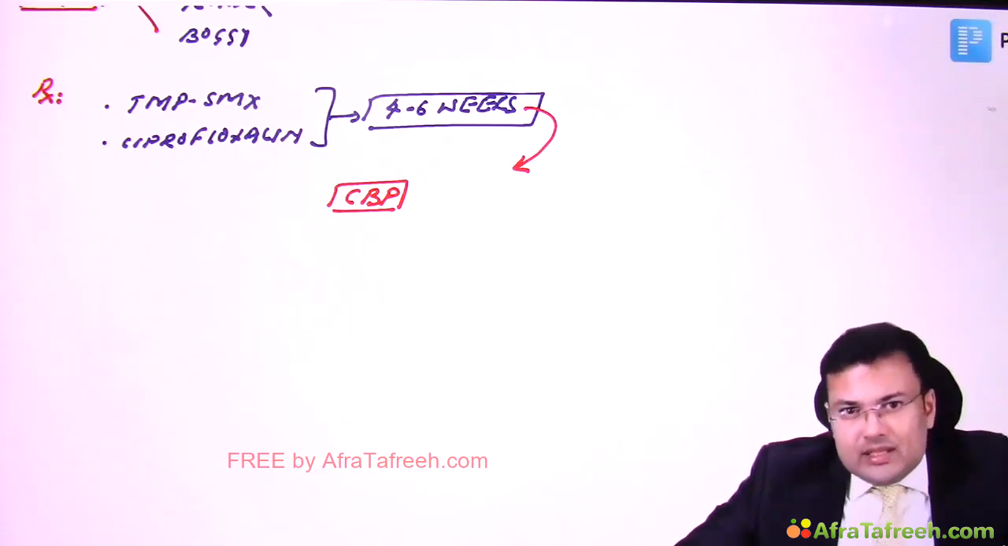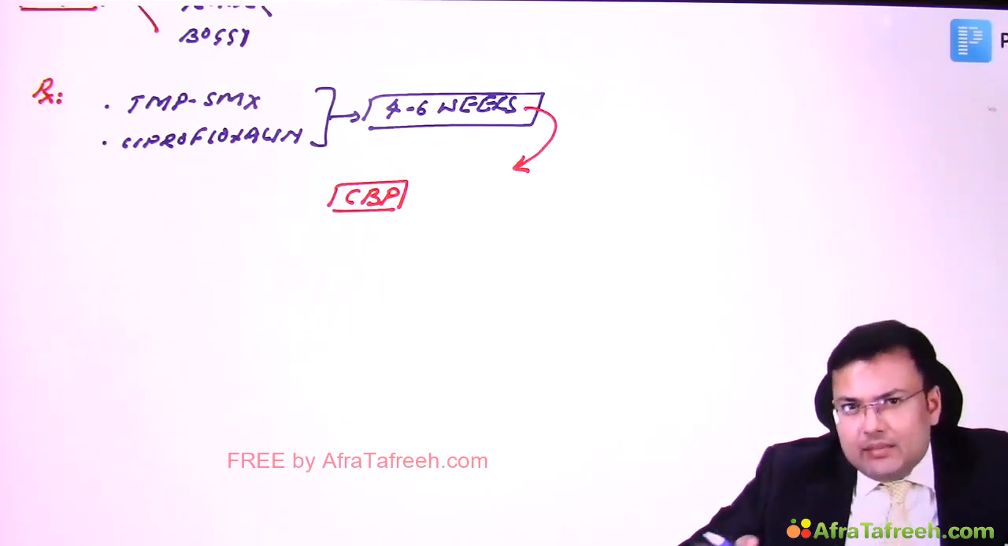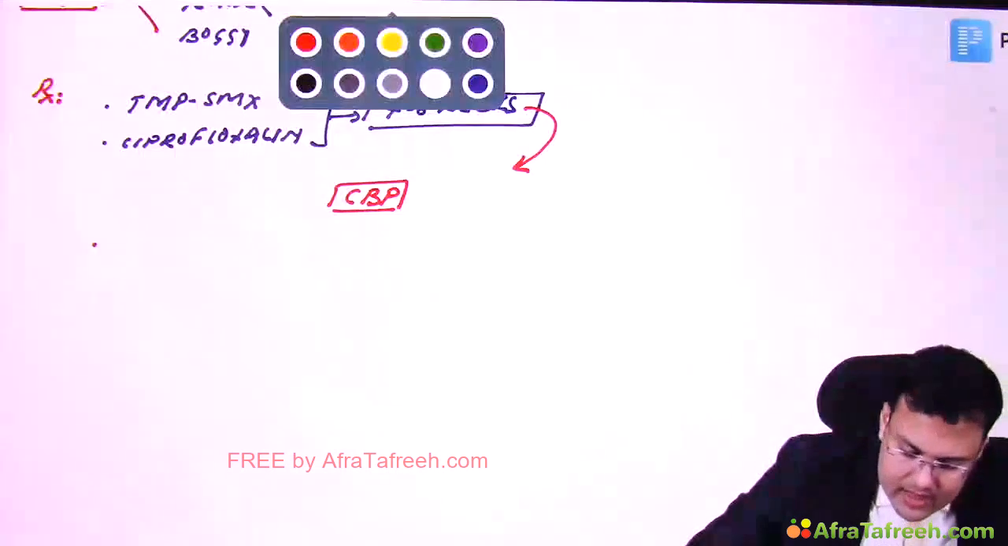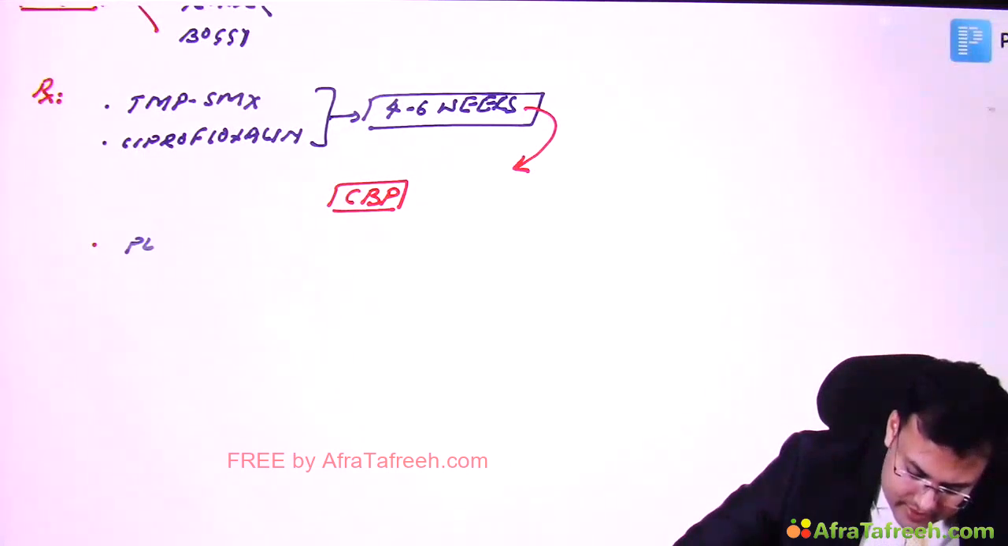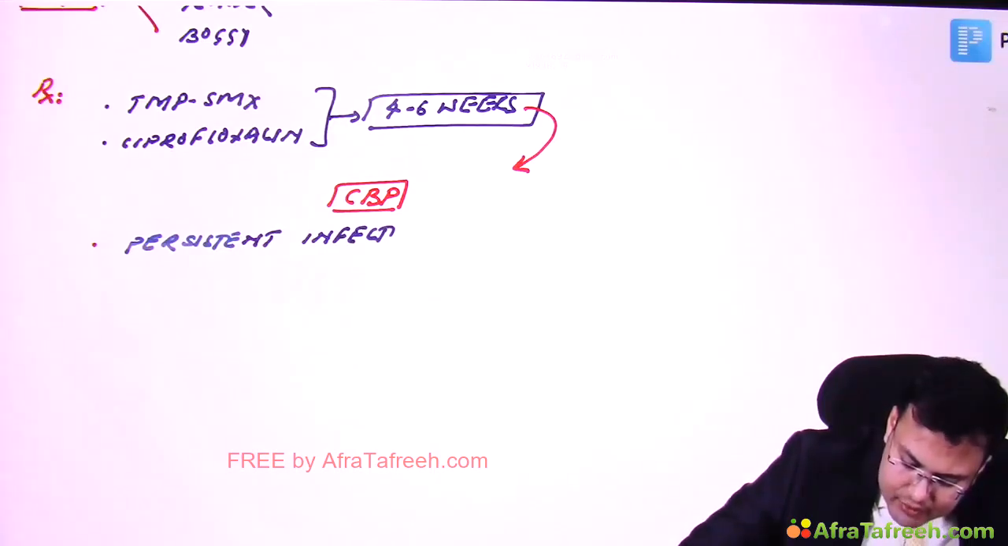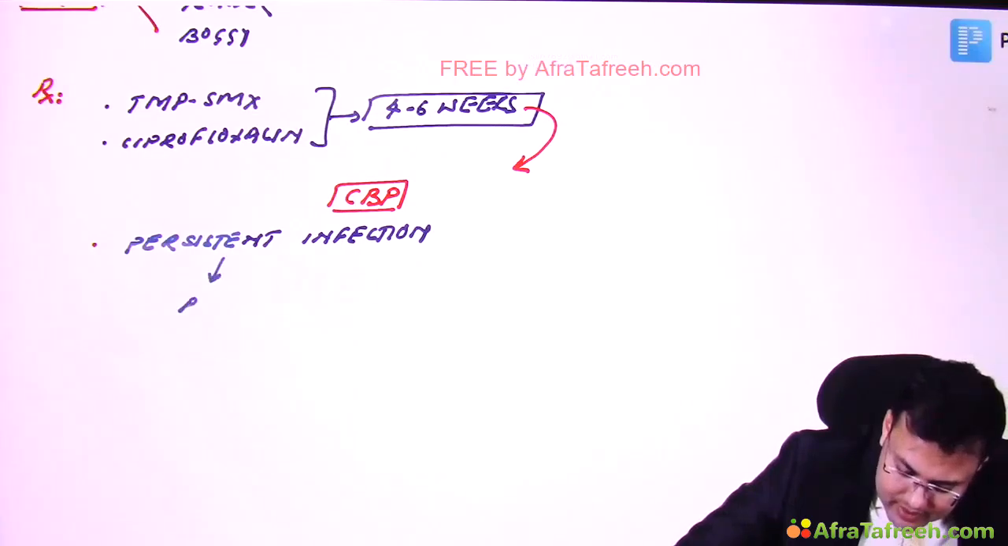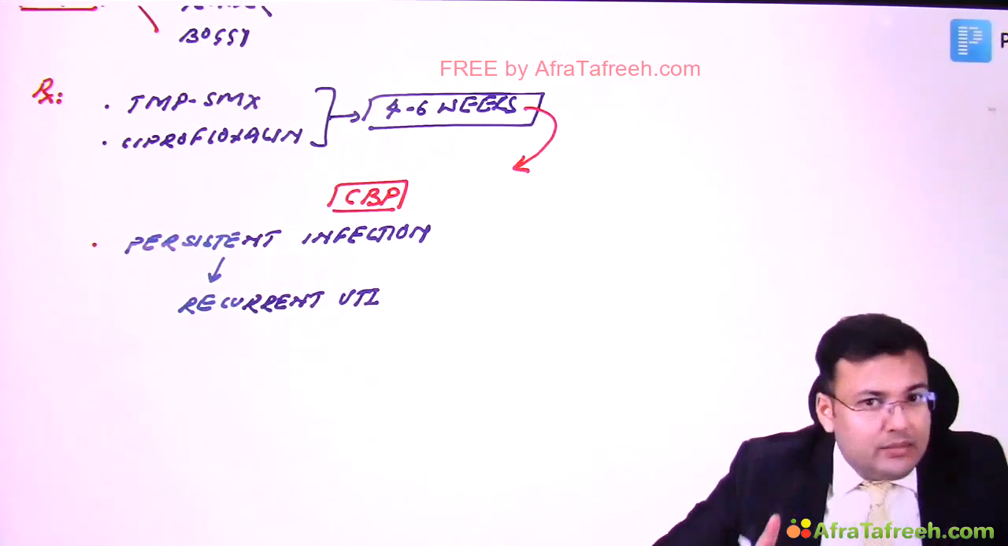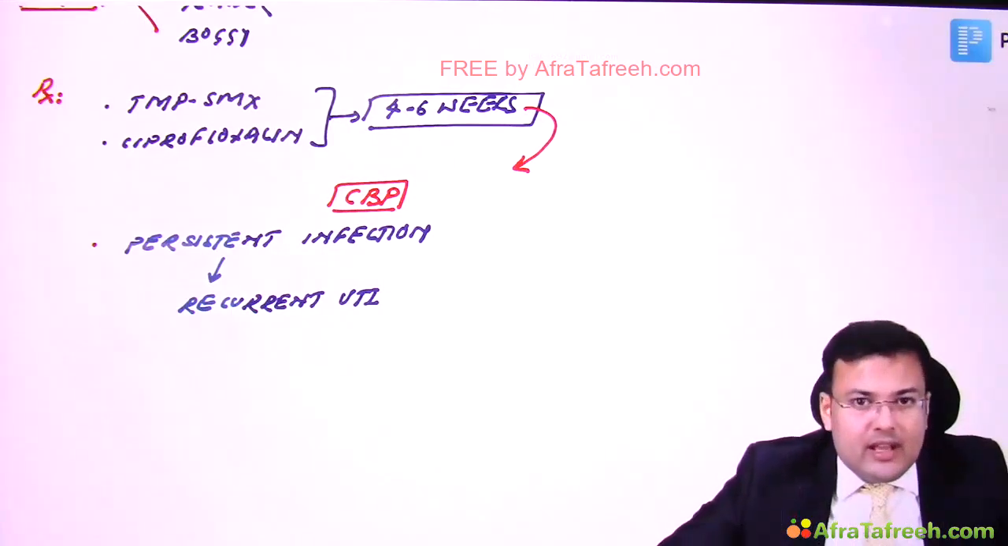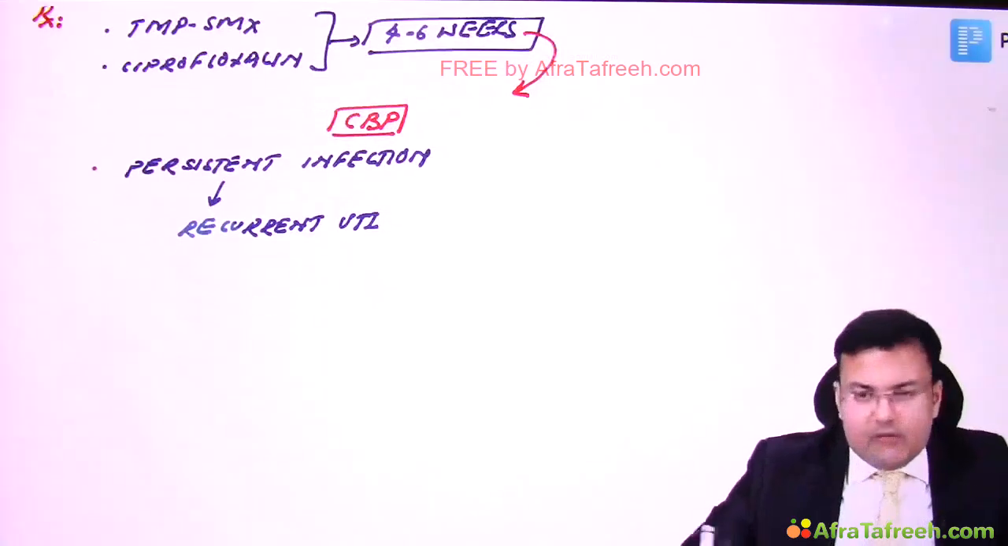Meanwhile, what happens in these cases? Patients have a period of no symptoms and then the patient has recurrent UTI. So in chronic bacterial prostatitis, there is persistent infection, and because of this persistent infection in the prostate, these patients have recurrent UTI. Now here the big problem is first to diagnose it and second to treat it. So how are we going to diagnose it?